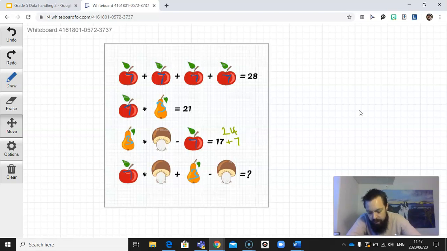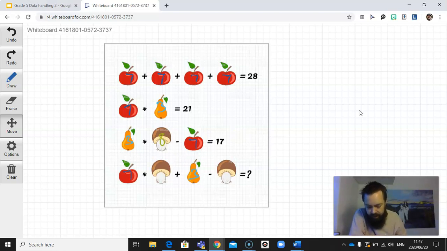So before I took away the 7 here, I was looking for 24. So this part here is equal to 24. So 3 times something gives me 24. And if your 8 times table is any good, you would have realized that 3 times 8 is 24.